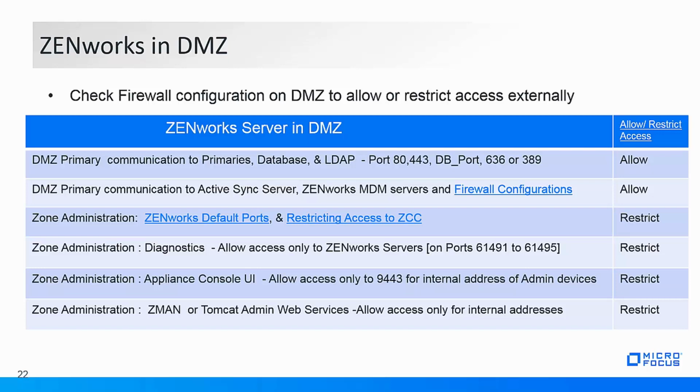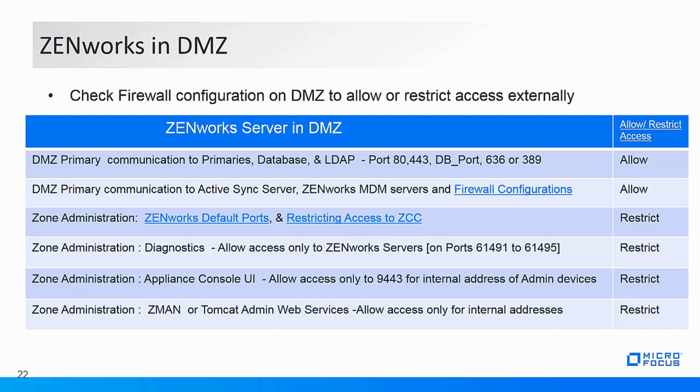So here is a small table that we're trying to use to explain which are the areas where you might need certain ports to be allowed and restricted, depending on your communication between primary server and other primary servers. It could be database and LDAP. So those are the standard ports.